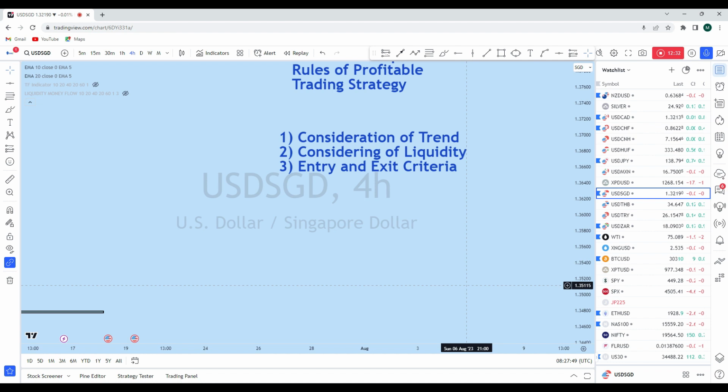Or your exit criterion could be an important key level where you want to exit, because afterwards you may consider that the price might be reversing. So these are the three most important trading rules that I consider in my trading strategy. Now, this varies from strategy to strategy.